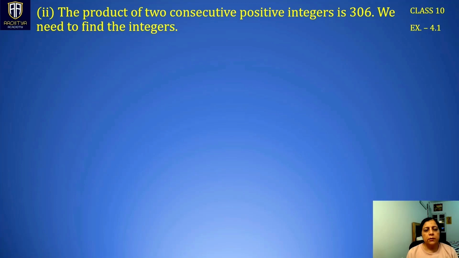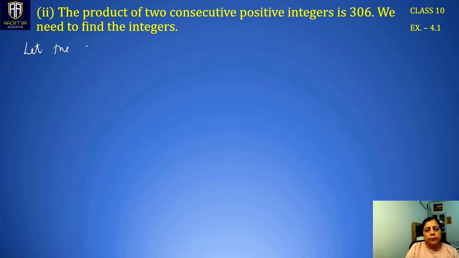Next question is, the product of two consecutive positive integers is 306. We need to find the integers. This is very simple question. Two consecutive means back-to-back numbers like 35 and 36. The product of two consecutive positive integers.